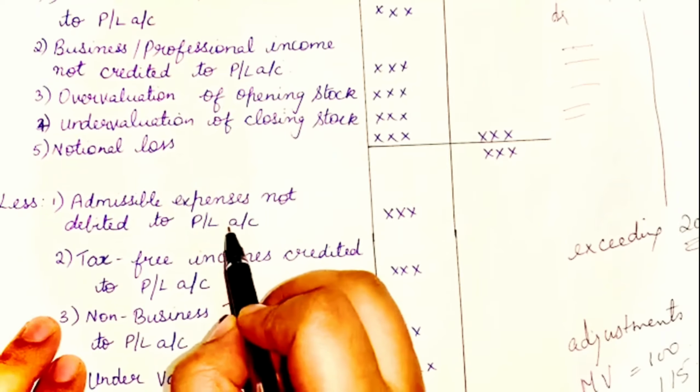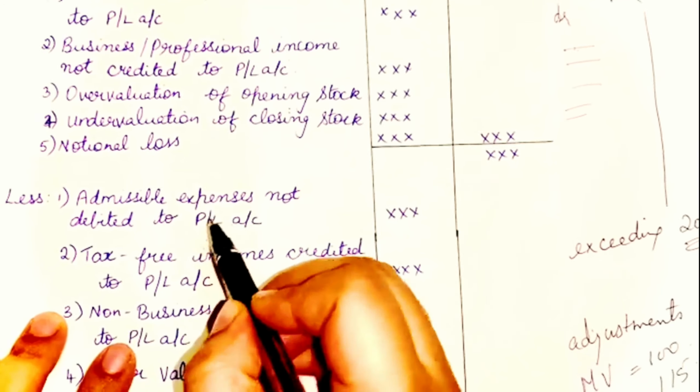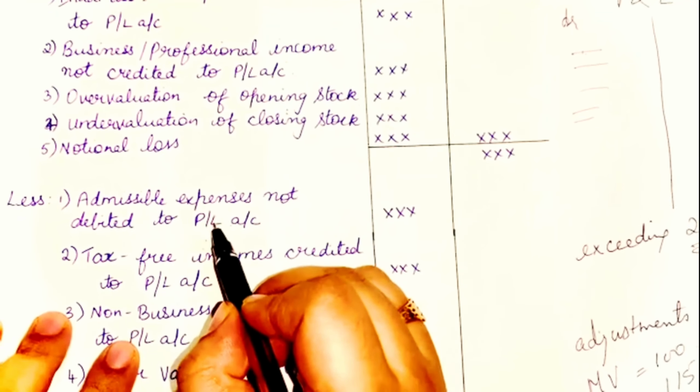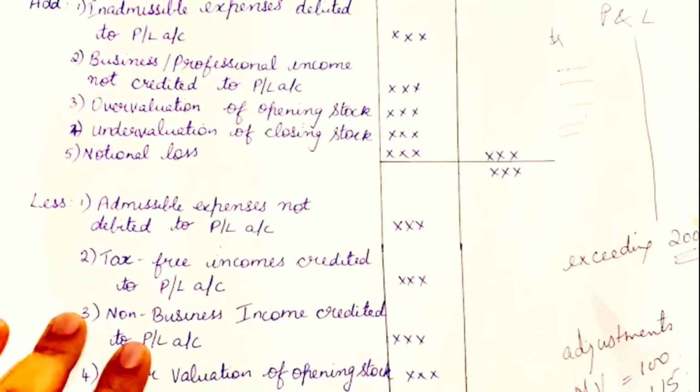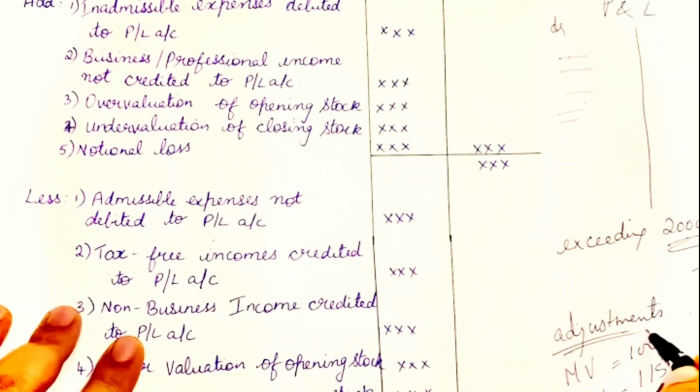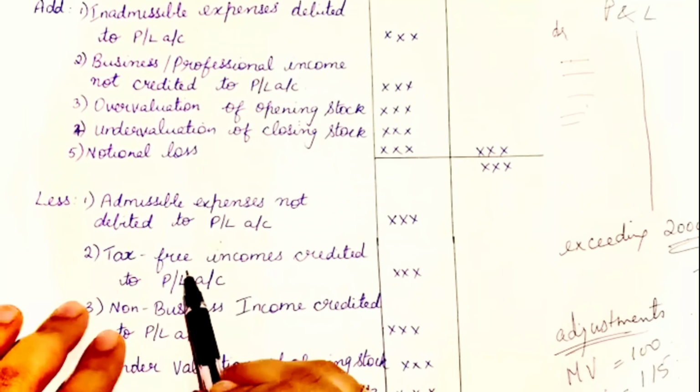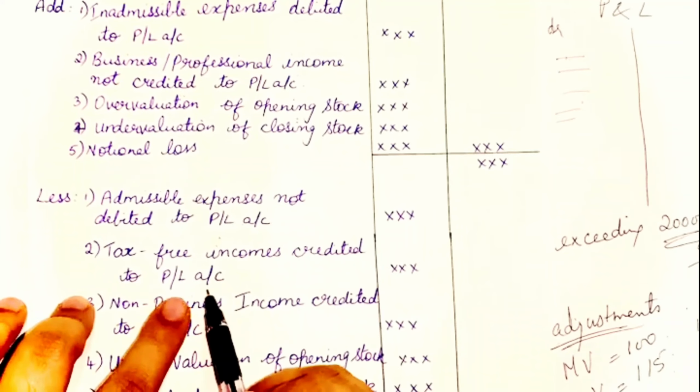Less admissible expenses not debited to P&L account. Admissible means expenses which are related to business, but then these are not shown on the debit side of P&L account. So where will they be shown? Again, they will be shown under the adjustments. Okay. Next item, tax-free incomes credited to P&L account.